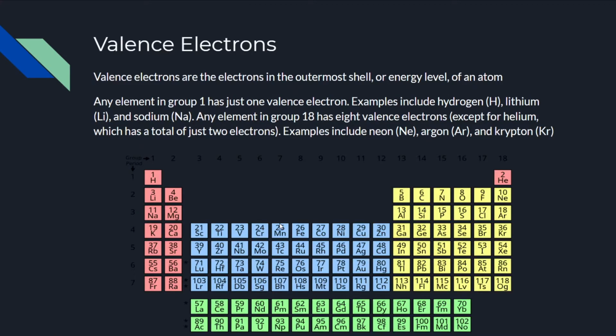Then we have valence electrons. Valence electrons are the electrons in the outermost shell of an energy level of an atom. So any element in group 1 has just one valence electron. Examples include hydrogen, lithium, and sodium. And any element in group 18 has 8 valence electrons, except for helium, which has a total of just 2 electrons. So we have neon, argon, all of those.